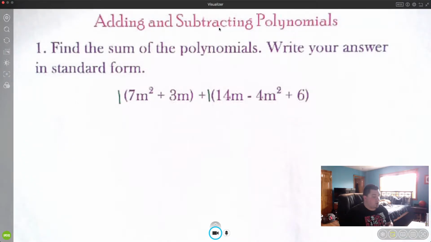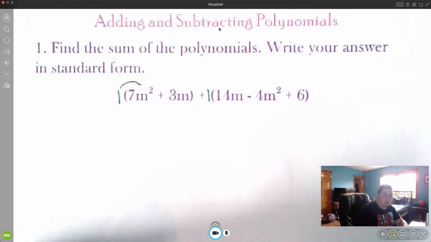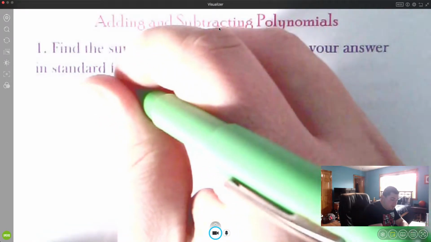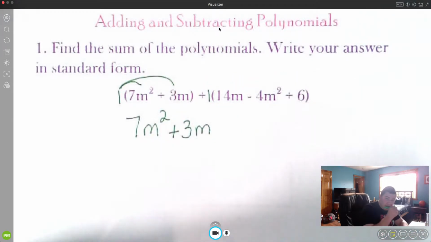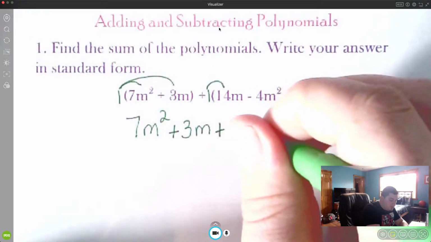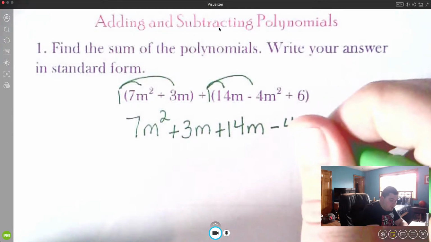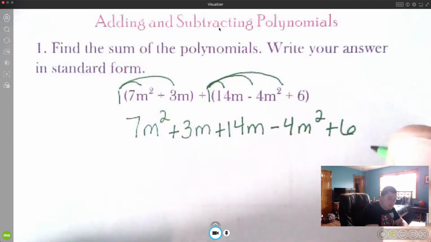So the first step we're going to do is clear out all of the parentheses and start working through all of our numbers. We're going to take this and distribute that 1 into the problem. So 1 times 7m squared is 7m squared, which everything should stay the same as we're multiplying by a positive 1. 1 times 3m is 3m. 1 times 14m is 14m. 1 times a negative 4m squared is negative 4m squared, and then 1 times that 6 is a positive 6.